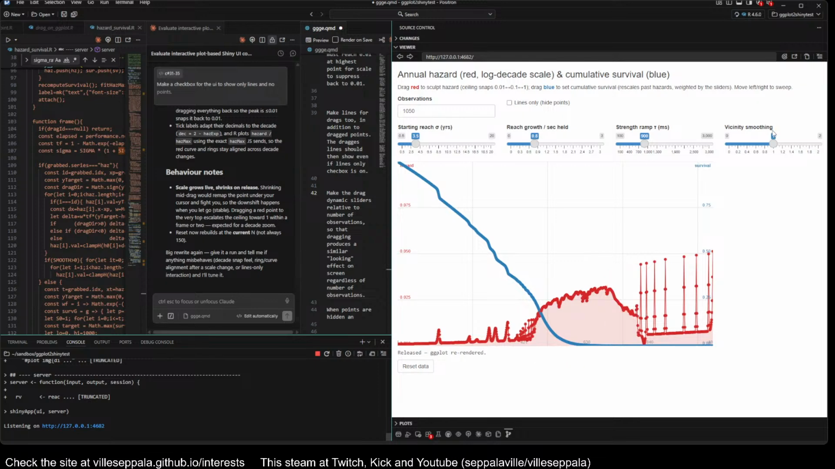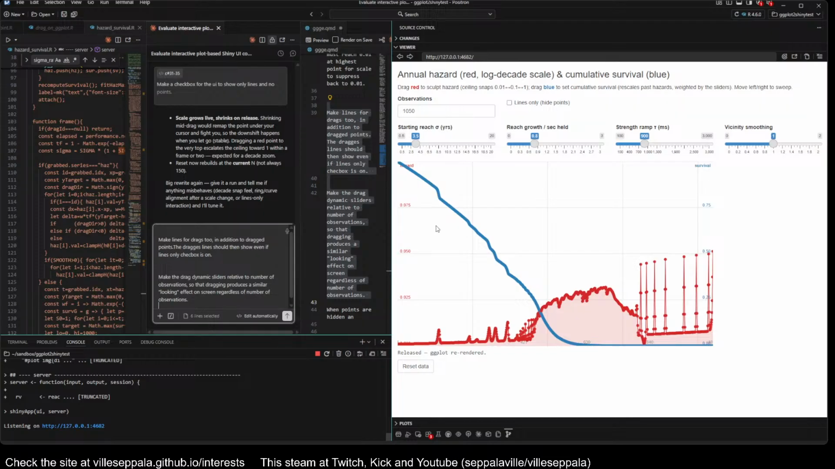I think it might have to do with these drag parameters, because they're built around the 100 observation settings. So let's ask for, I don't know, if it understands what this means, then that's nice, but it might be that it doesn't.